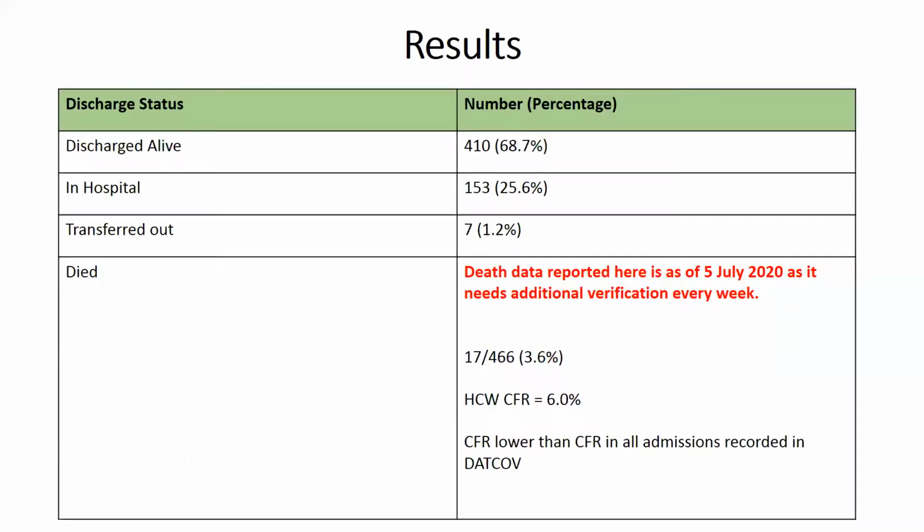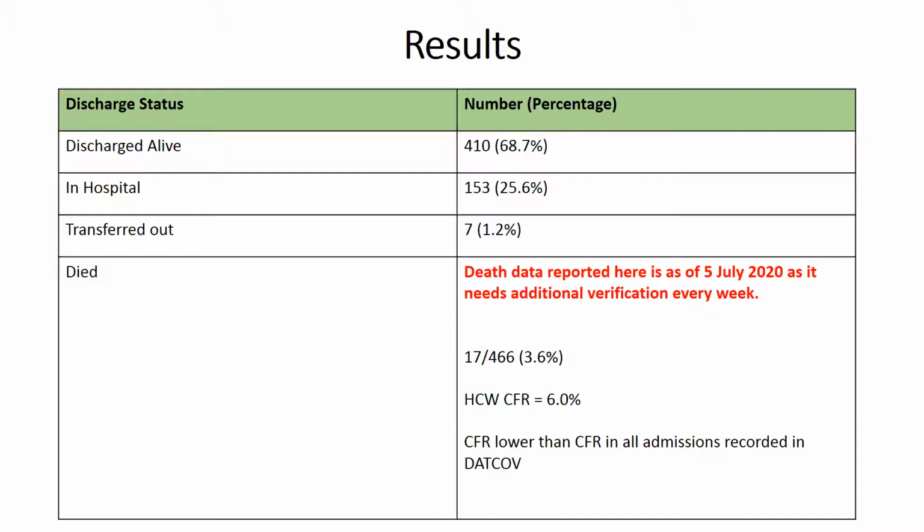So these are outcomes for healthcare workers. Currently, there are 410 healthcare workers that have been discharged alive. 153 remain in hospitals and 7 have been transferred out. So the data that we are reporting here for deaths is as of July 5th. The reason is because we have to take an additional step in our verification process to verify healthcare worker deaths to make sure that we are reporting on accurate information. So the July 12th deaths are not yet verified.